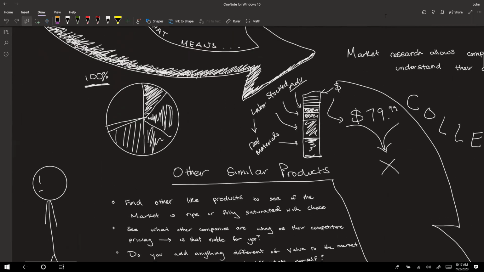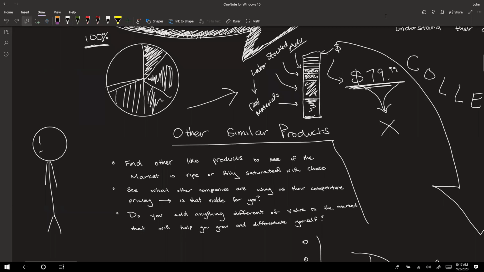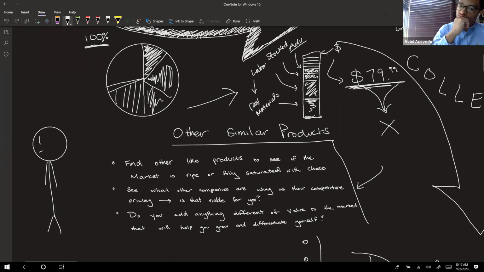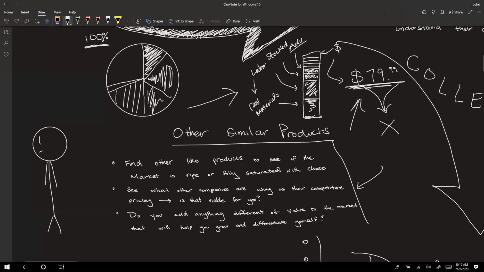It could be a lot. You could have a fair bit of profit, but that price tag right there, that is not what the company makes, because they have all of these other considerations to pay for in the end, right? So when we think about what is competitive pricing and is that viable for you, that means this is what other companies are selling in the market right now. That is where the supply and the demand curves meet.